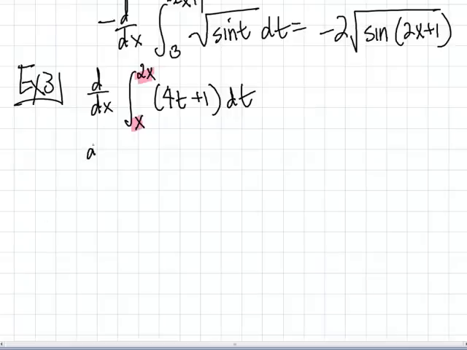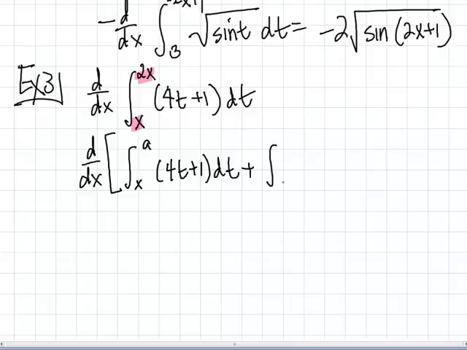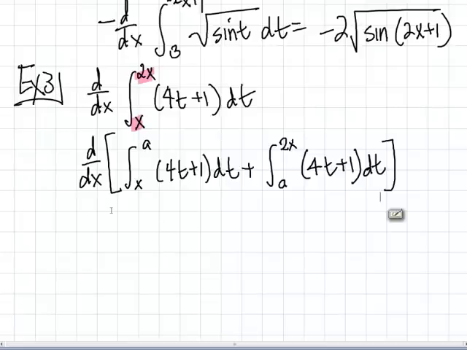So we are going to have to split this up into 2. We are going to have to think of this as the integral from x to some value a of 4t plus 1 dt, and then add it to the integral from a to 2x of 4t plus 1 dt. Now, I would suggest just putting an a in there as opposed to a number, because no matter what, that number won't matter. And I don't want you guys to integrate and then take the derivative. Okay, remember we're trying to use the fundamental theorem here, so let's go ahead and apply that.